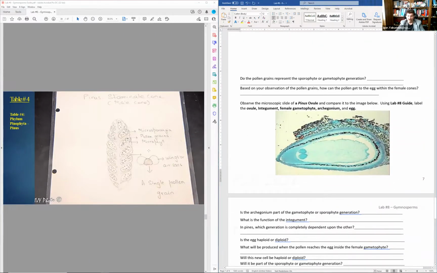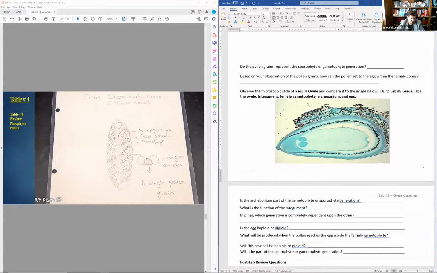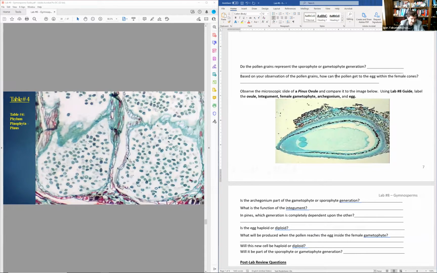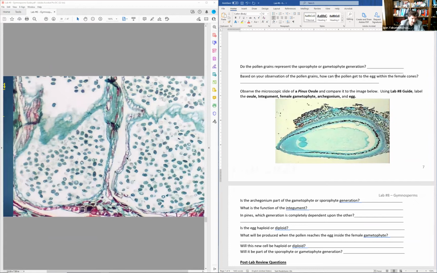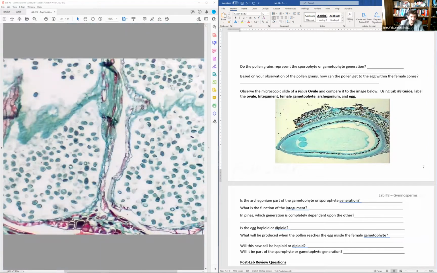So now, when we're looking, here we go, a higher magnification. Let's see if I will be able to find it. Well, I could give you the idea. So we're looking, for example, right here, you can see the air pocket and the pollen grain.